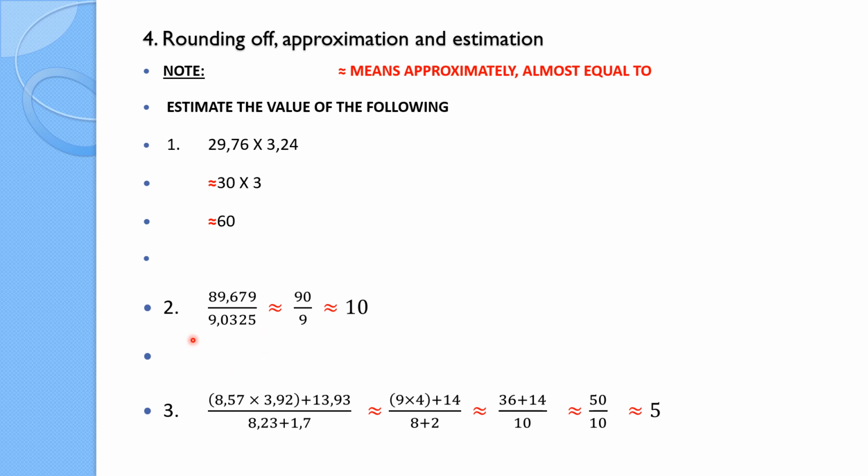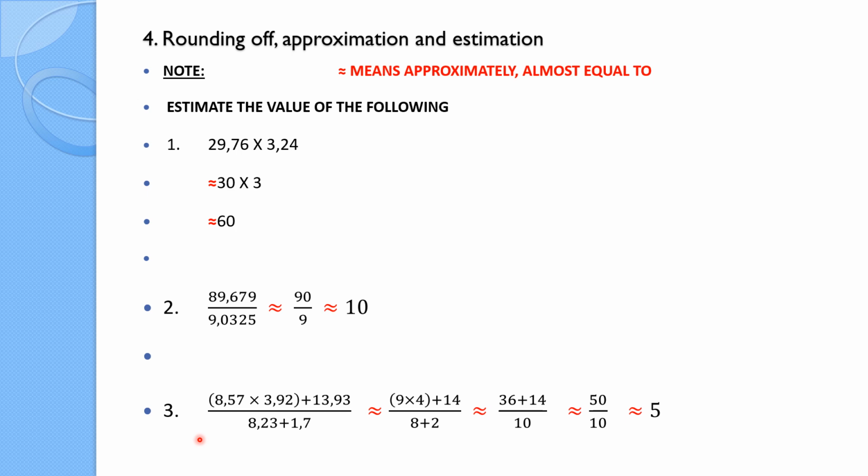We take number 2, 89.679 divided by 9.0325. 89.679 is approximately 90. 9.0325 is approximately 9. 90 divided by 9 gives me approximately 10.